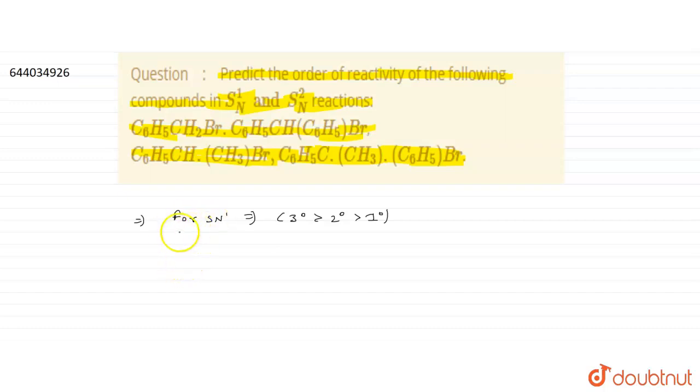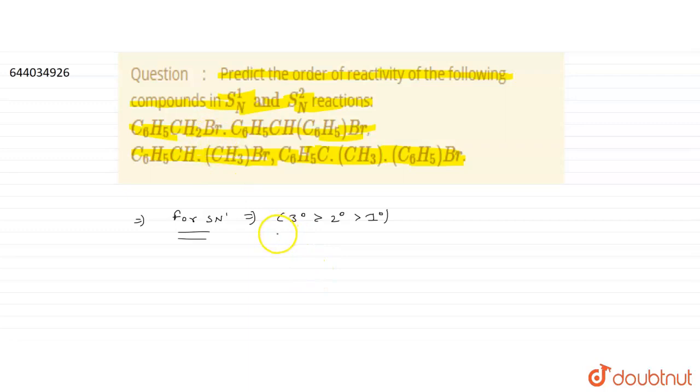Because in this SN1 reaction, that is unimolecular nucleophilic substitution reaction, there are two steps. In the first step there will be formation of carbocation. So the more the stability of carbocation, the more will be the reactivity of the alkyl halide. In case of 3-degree alkyl halide, the carbocation formed is 3-degree. In the first step there will be removal of the leaving group, like in this case there will be Br removal, then there will be formation of carbocation.